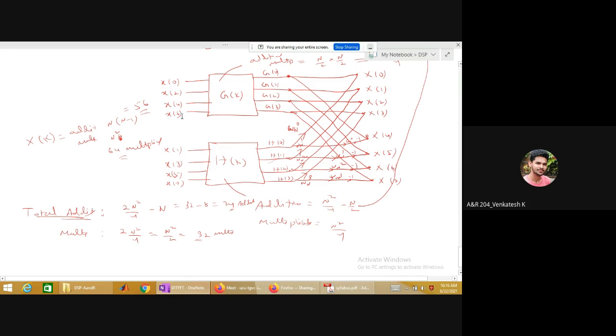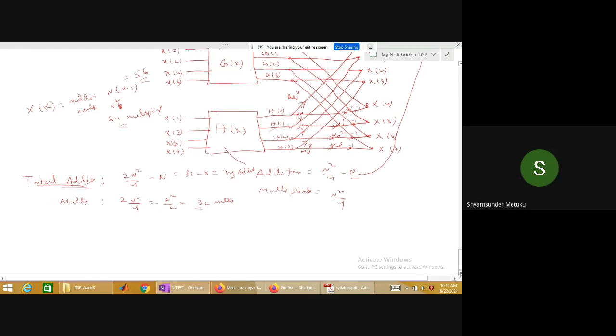Similarly, in this case also you can apply the same DIT. X of 1, X of 5 become even samples, and X of 3, X of 7 become odd samples, isn't it? One more division you can do, no? So it's the homework for you.